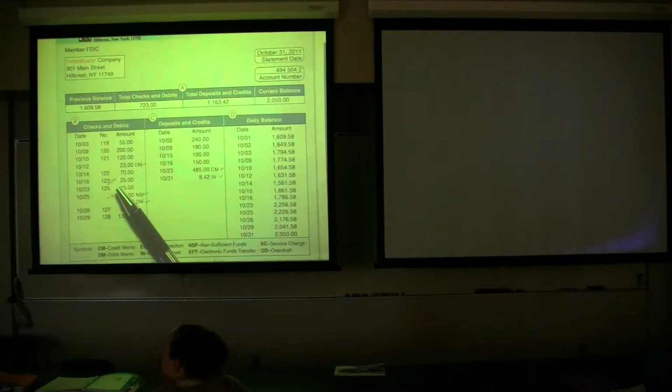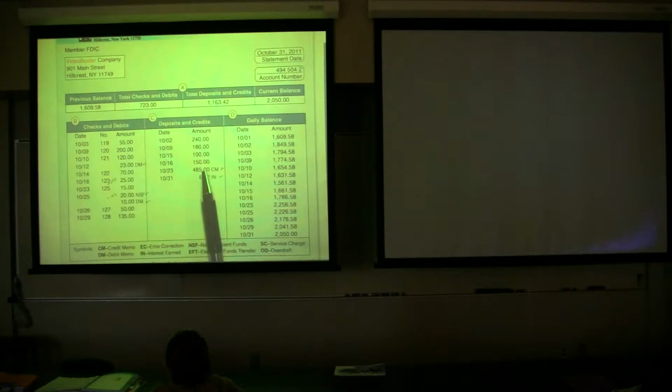Then you go down here, it goes to check number 123, 125, 127. So check 124 and 126 are both missing. Okay? NSF stands for non-sufficient funds. So what this means is somebody wrote you a check for $20. You deposited in good faith, and now you get this bank statement and they notify you that it bounced. Okay? And there was a $10 service charge for depositing an NSF check, even though it wasn't your check, right? Okay? Now, these are checks and debits.